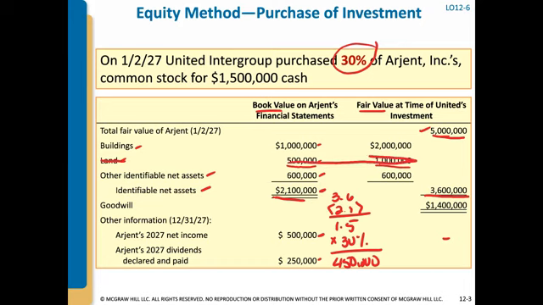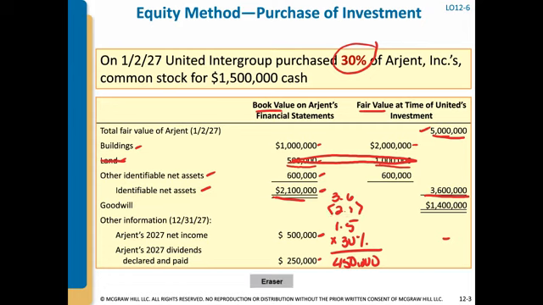Other identifiable assets in this example have the same book value and fair value, so we're not going to do anything with those for right now. Let's look at the buildings. The building's book value is $1 million versus a fair value of $2 million.